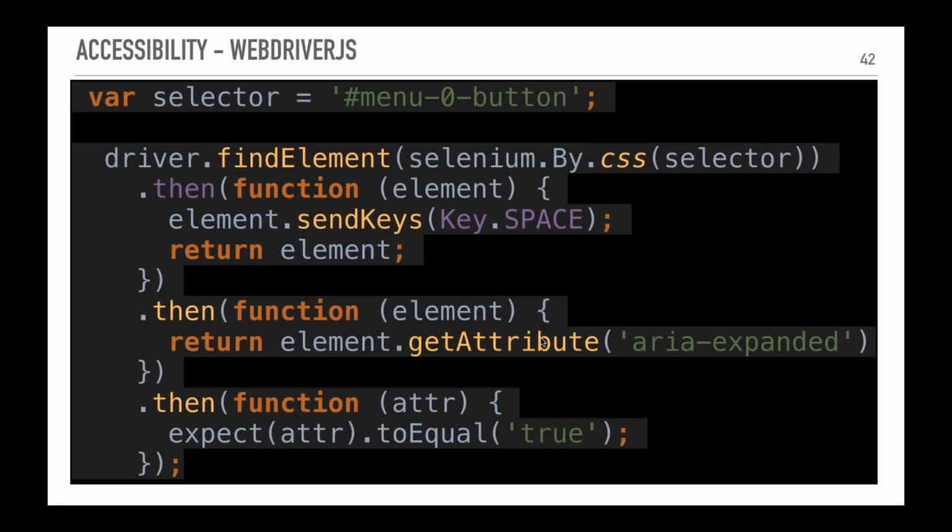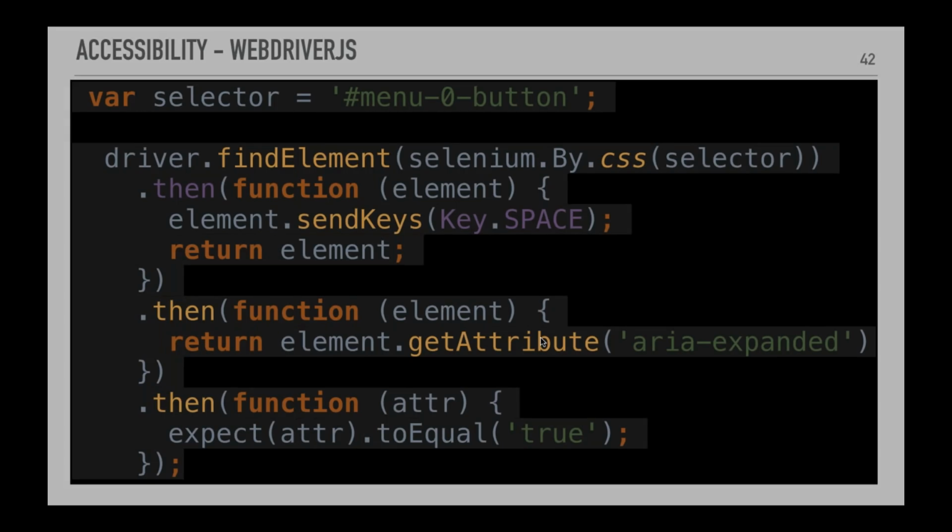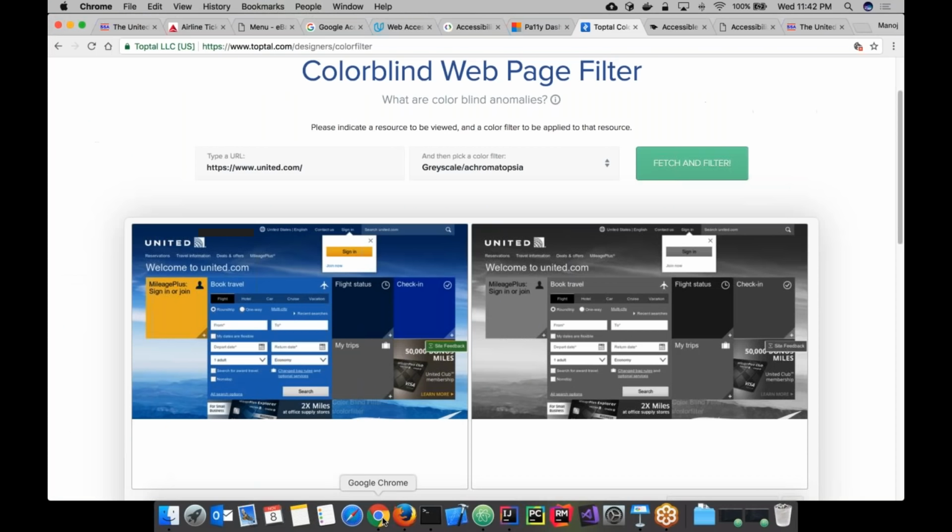And as I mentioned earlier, given a web element, you have a CSS selector. This example is in JavaScript. So what you can do is have a selector, like menu 0 button. Then chain actions: driver.findElement, and then do Keys.SPACE to activate that element to do whatever it is supposed to do. And then you get the attribute aria-expanded, making sure that it's true. So let's see that in an example.